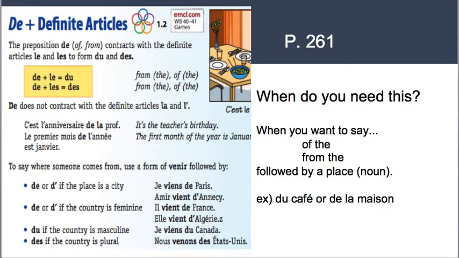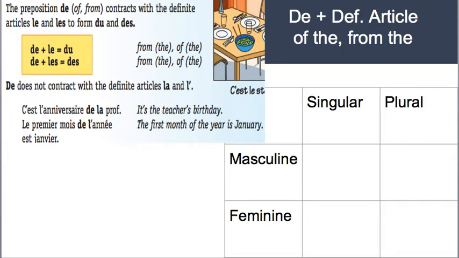So let's look at how that's built. I have zoomed in on page 261 section that really focuses on when to use the contraction of de plus le. What I'd like for you to do is to read the book's explanation and then see if you can fill in the magic box that corresponds. Please pause while you read through this and in your own notes, write de plus a definite article magic box.